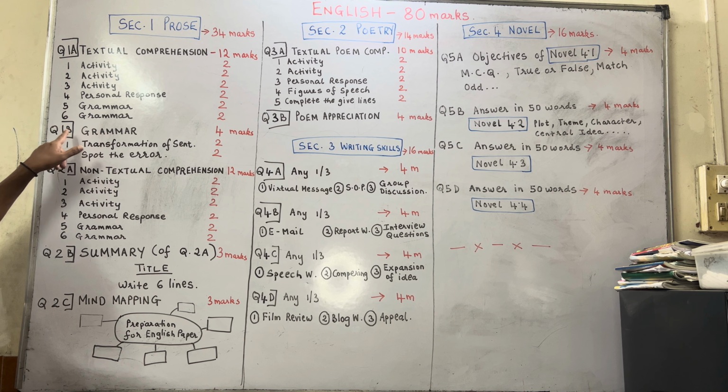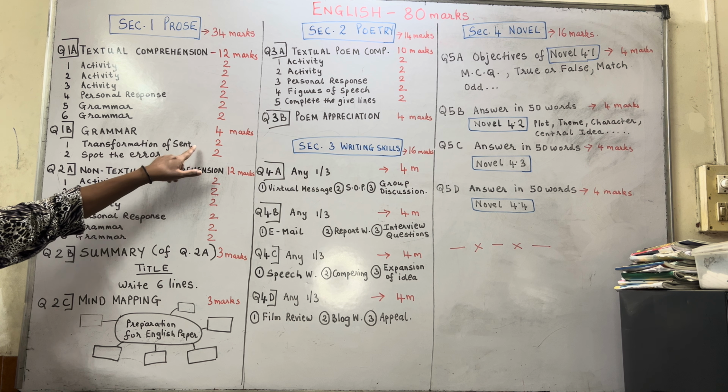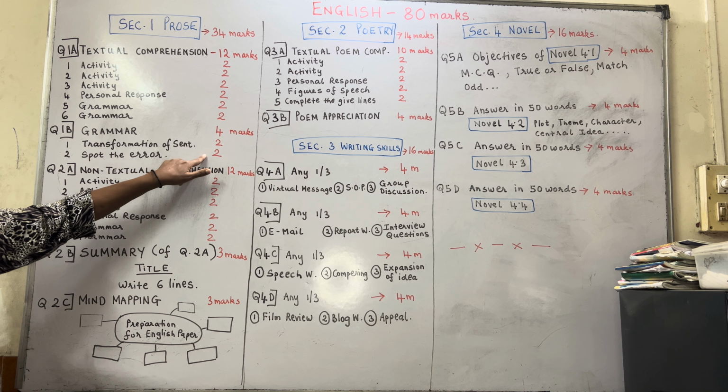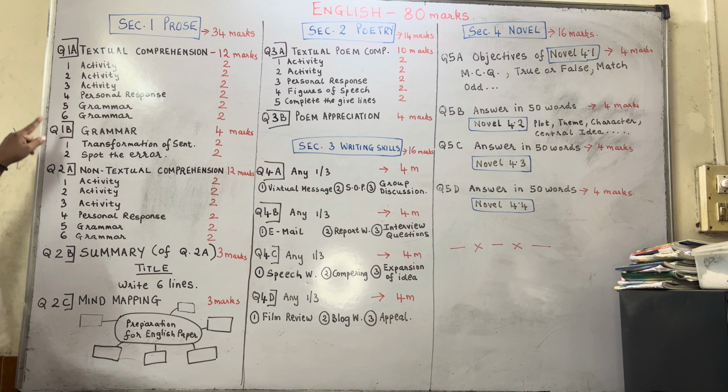Next, again a separate question, question number 1b, which is grammar for 4 marks. Now here you get transformation of sentences 2 marks and spot the error 2 marks. So this also I'll make a video for. So that is question number 1a, 1b.